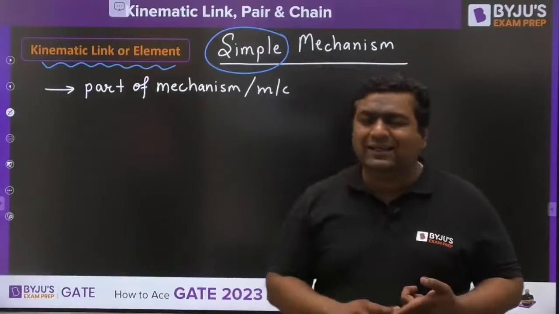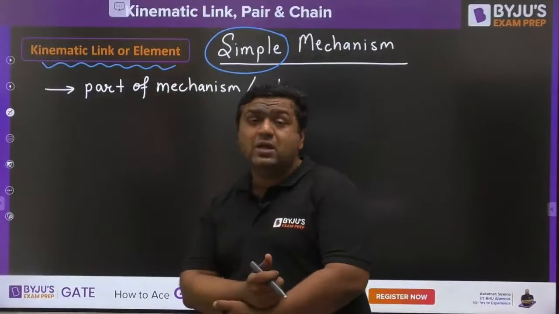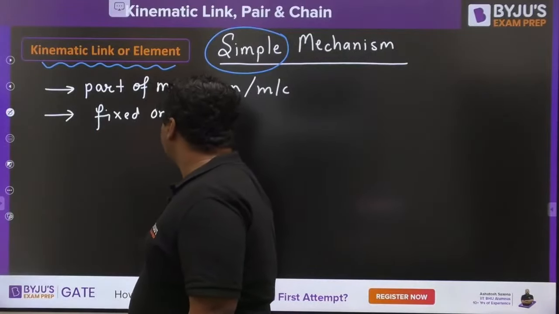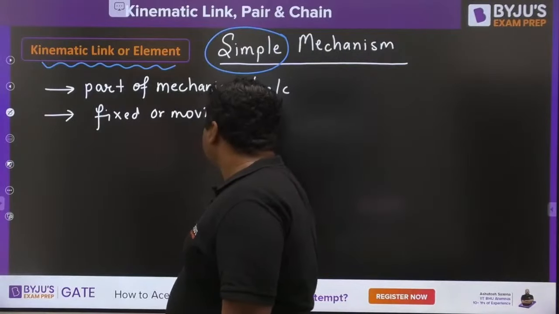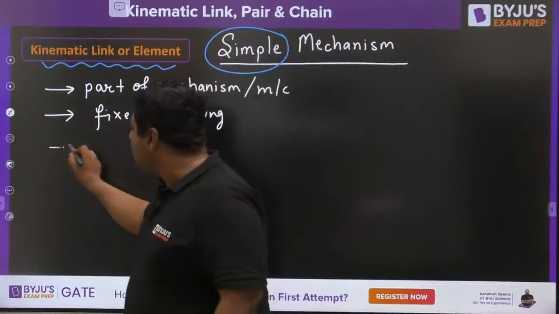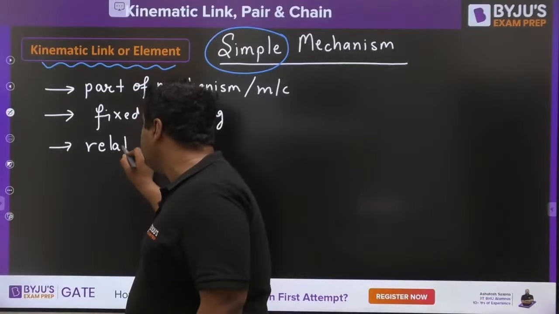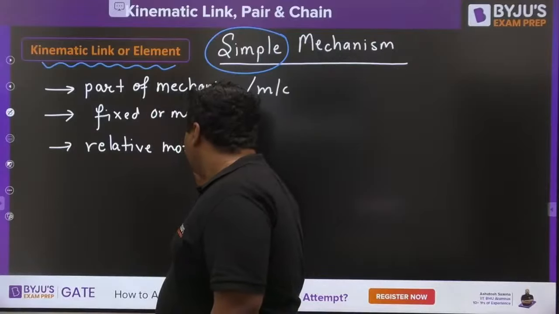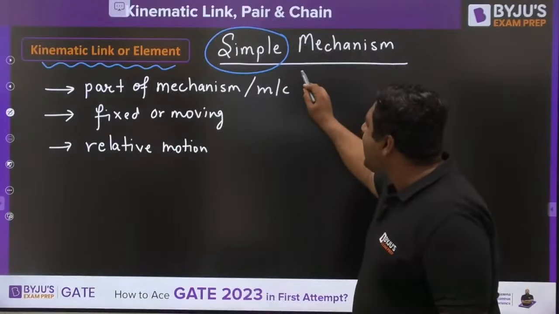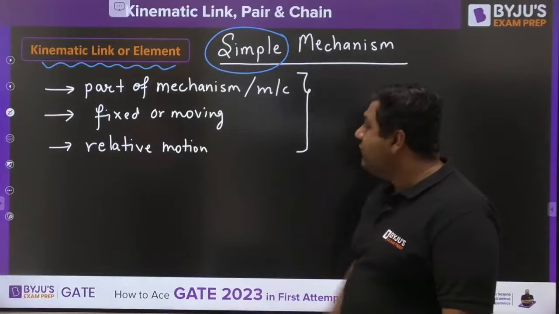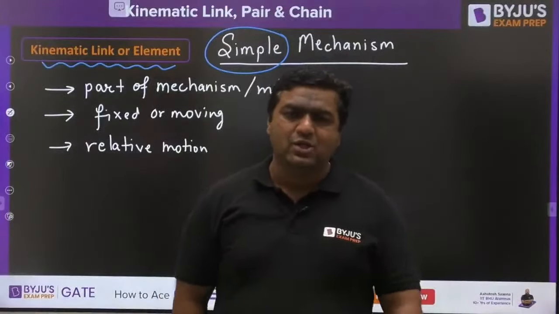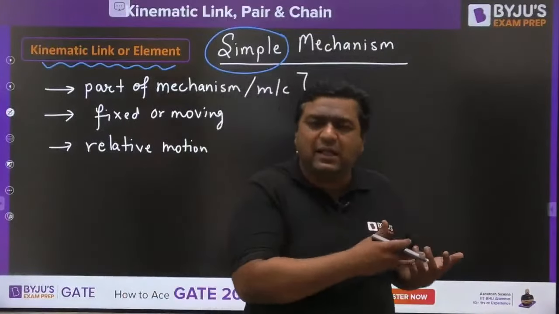And when we are saying that this is a part of a mechanism or machine, my dear, it can be fixed or moving. That is the second point. But my dear, it must have a relative motion. Don't worry, I would be explaining each and every term. First of all, I am just writing the points. This is the definition: a part of a mechanism or a machine which may be fixed or moving but shall have relative motion with respect to some other part. So that thing can be said to be a kinematic link or element.